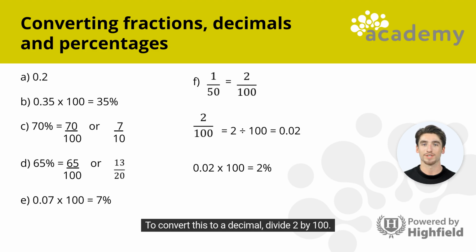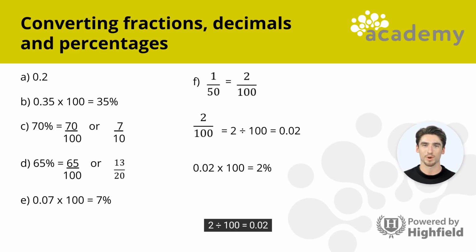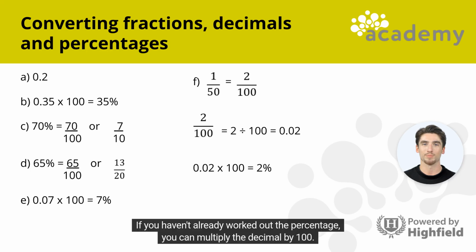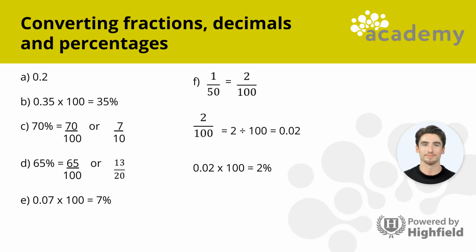To convert this to a decimal, divide 2 by 100. 2 divided by 100 equals 0.02. The equivalent decimal is 0.02. If you haven't already worked out the percentage, you can multiply the decimal by 100. 0.02 multiplied by 100 equals 2. The equivalent percentage is 2%.